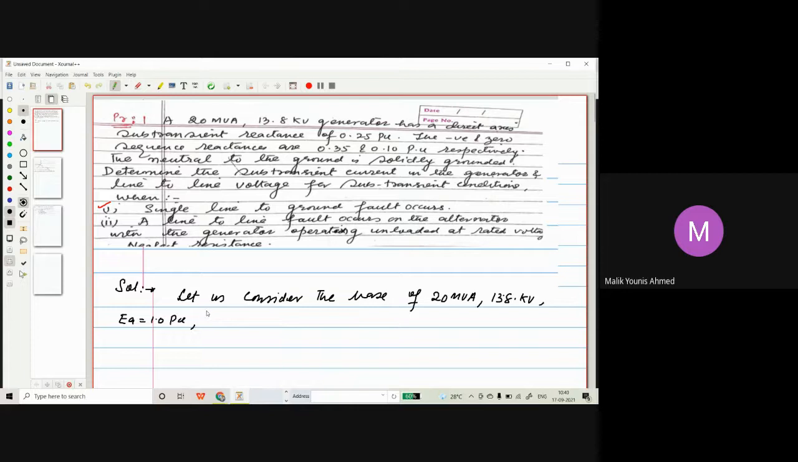Since what? Since the internal voltage will be equal to the terminal voltage at no load. Load is not there, so the internal voltage of the generator definitely will be equal to what? Terminal voltage at no load. So this is very important. We have to consider this, because we are always analyzing an unloaded alternator.